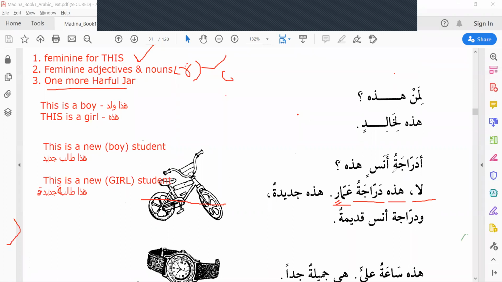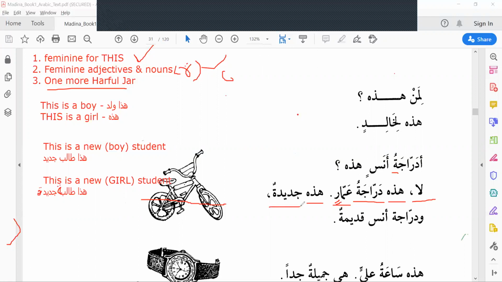So now we know that darrajatu is feminine. So we have to use hadihi. Hadihi darrajatu ammarin. This is Ammar's bicycle.